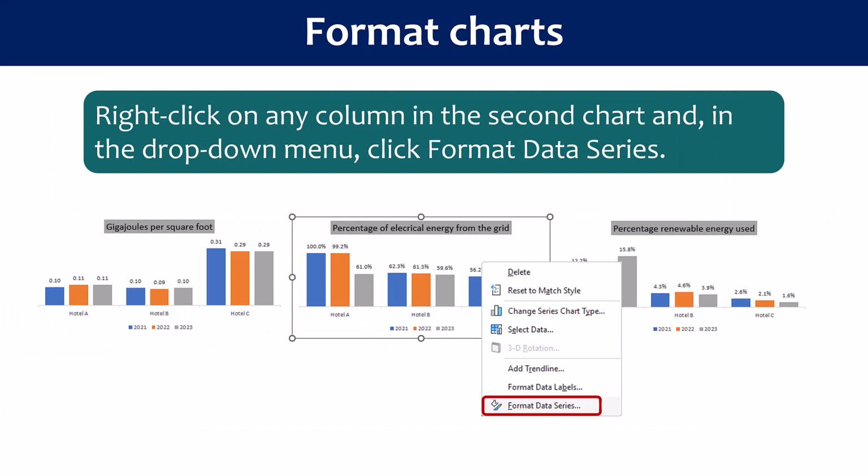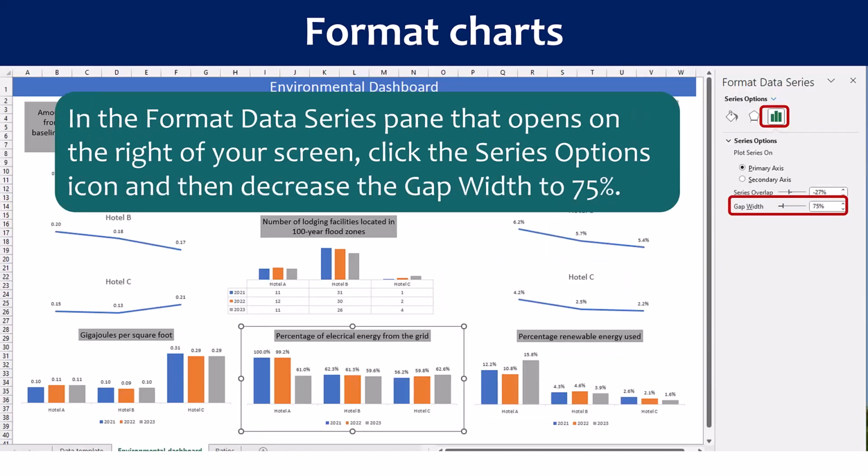Right-click on any column in the second chart, and in the drop-down menu, click Format Data Series. In the Format Data Series pane that opens on the right of your screen, click the Series Options icon and then decrease the gap width to 75%.